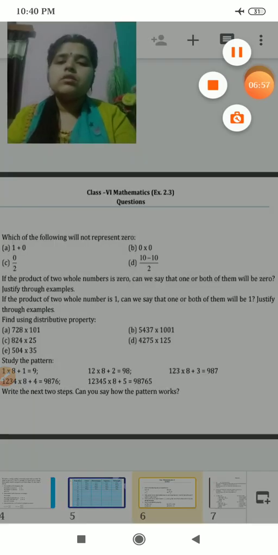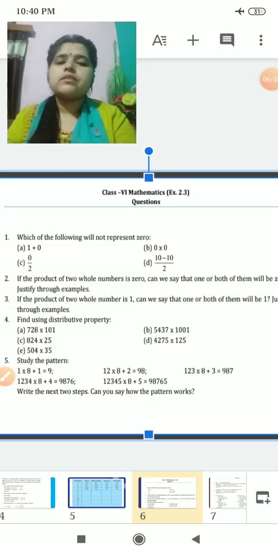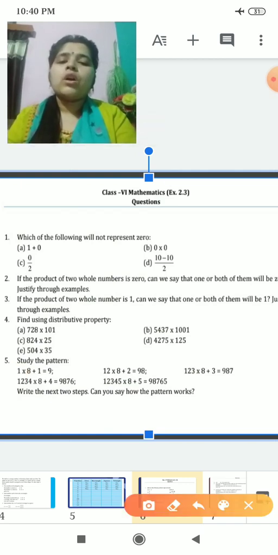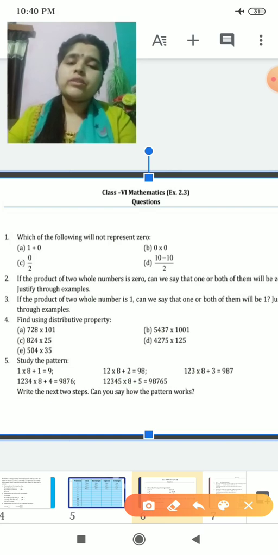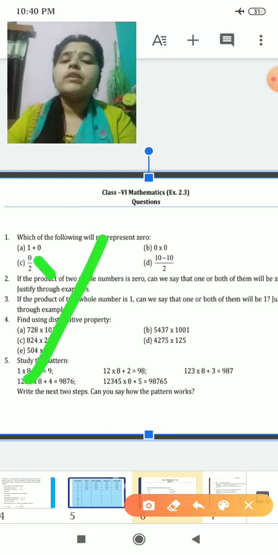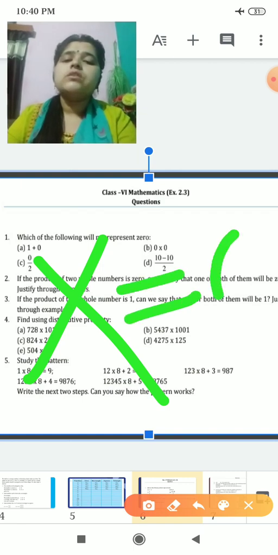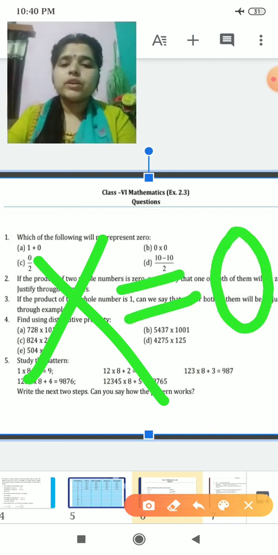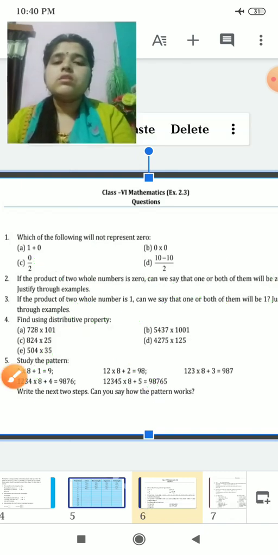Now see, we are going to take our next exercise. The first question here is, which of the following will not represent 0? Here you have to tell which number is not representing 0. It means not representing means which is not having the answer as 0. Okay, we have to find that number which is not getting the answer 0.